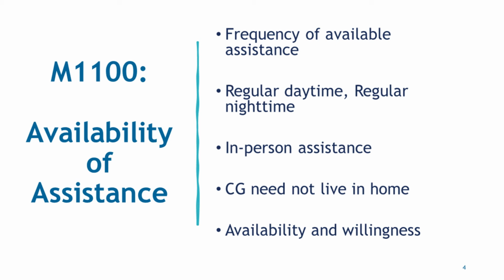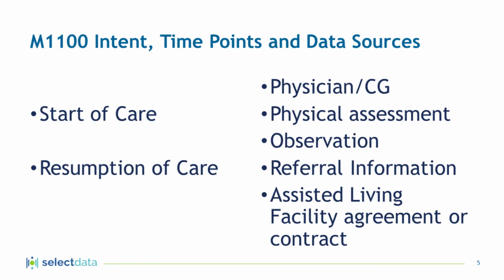Availability of assistance refers to the expected availability and willingness of the caregiver for this upcoming care episode. M1100 Item Intent. This item identifies, using the care provider's professional judgment, A, whether the patient is living alone or with others, and B, the availability of caregivers other than home health agency staff to provide in-person assistance. Time points these items are completed: start of care and resumption of care.